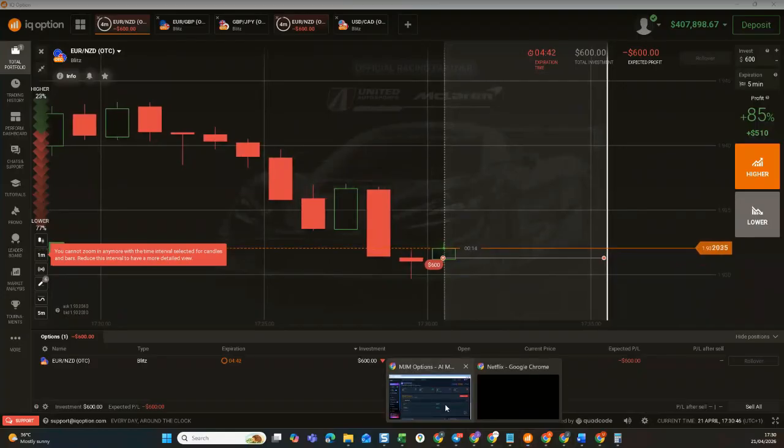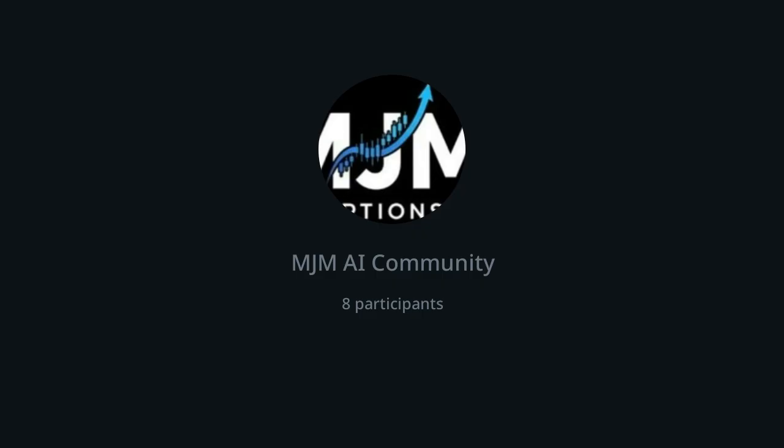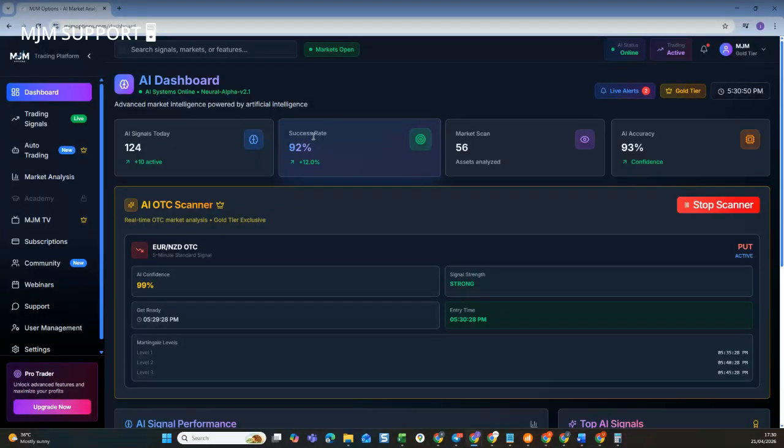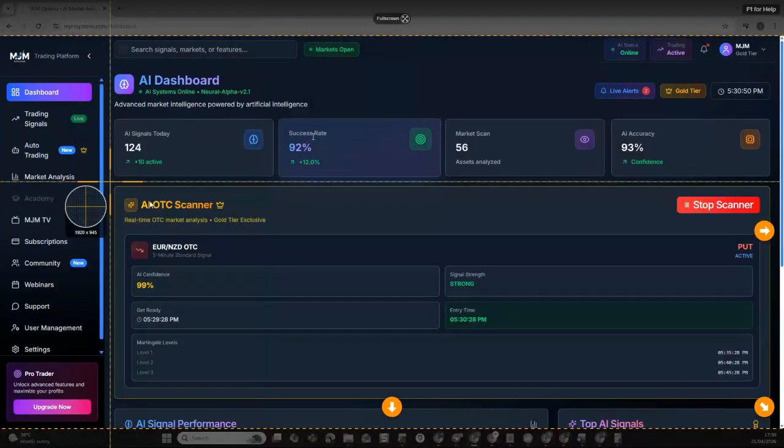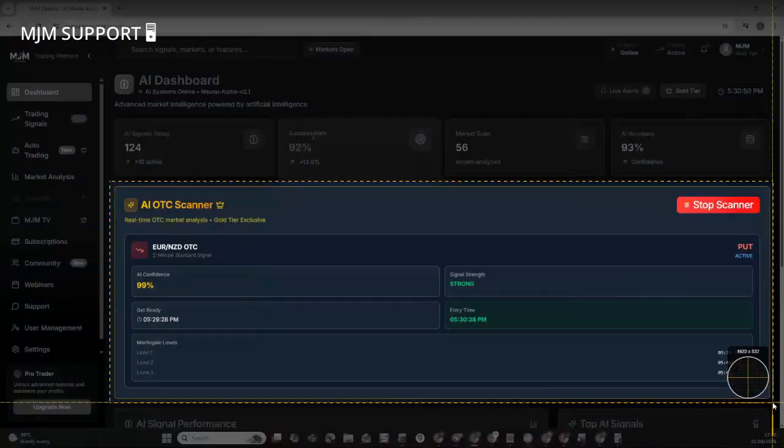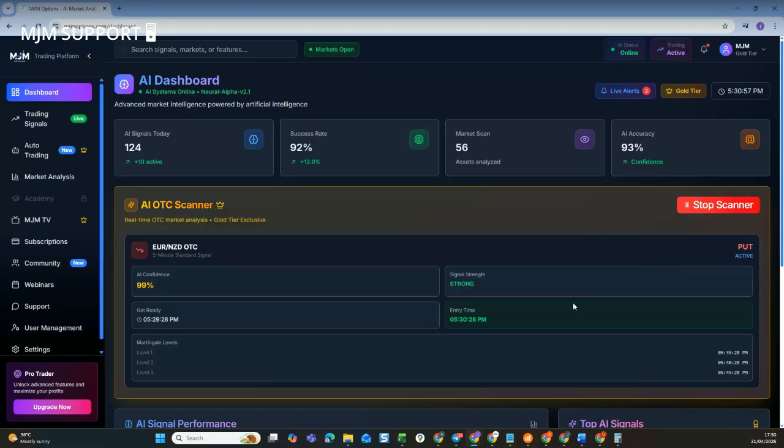So let's go to the next thing, which was we were talking about the trading signals earlier. But in the meantime, before I leave this particular area, let me screenshot the signal and the profit I made earlier, so you guys can see it.